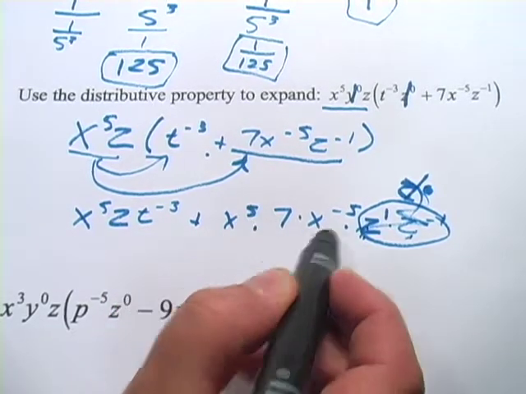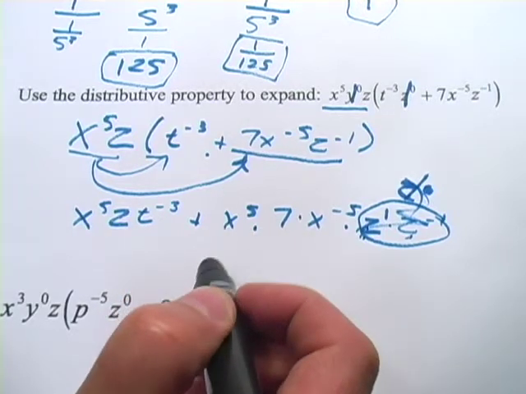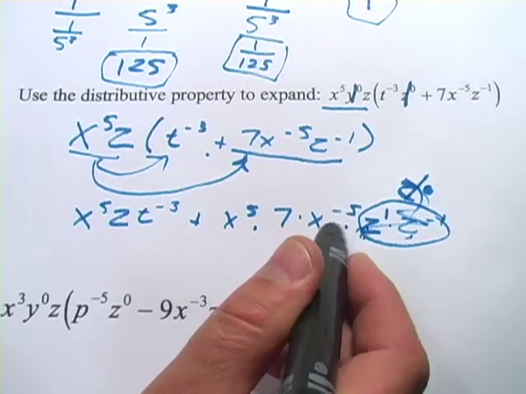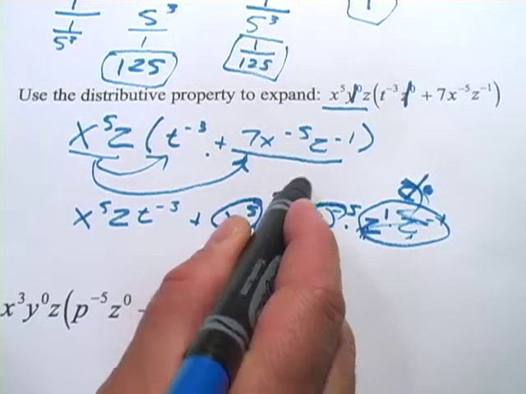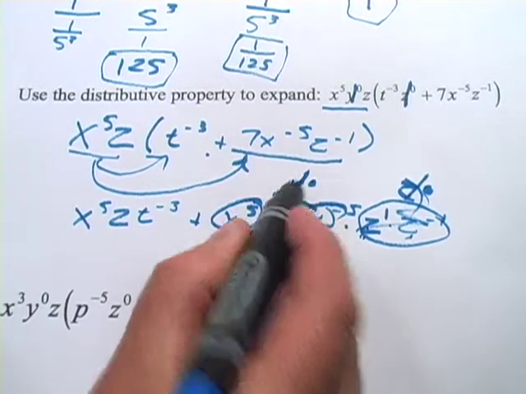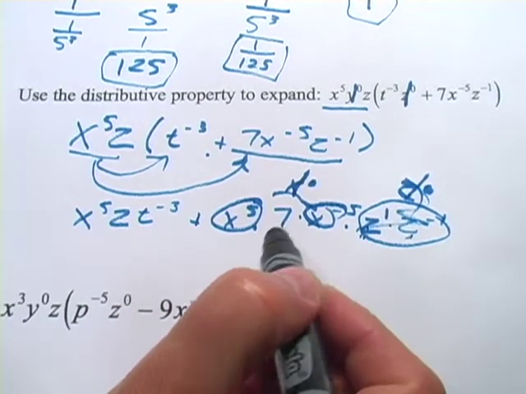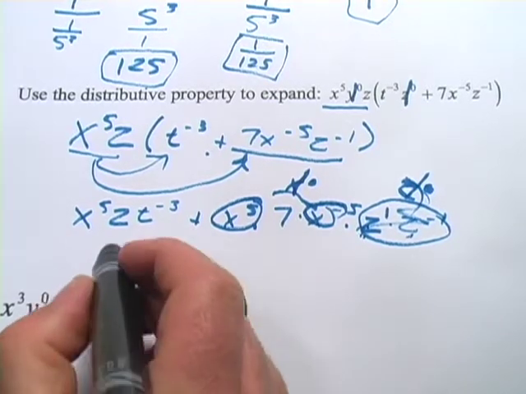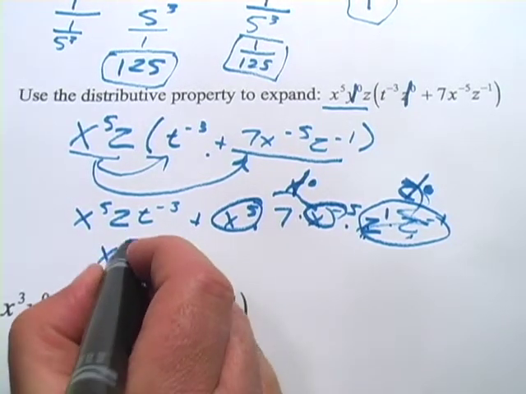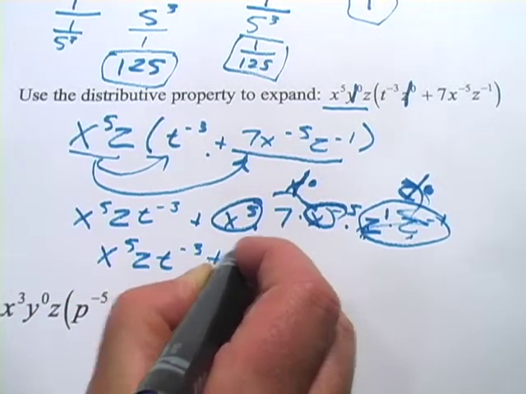Likewise, we have x to the 5th, x to the negative 5th. When you multiply those together, it becomes x to the 5 plus a negative 5, or x to the 0. So that becomes x to the 0, which is 1. So the only thing that's really left here is 7 times 1, which is still just 7. So this is looking a little bit messy, but what we finally end up with is x to the 5th z t to the negative 3rd plus 7.